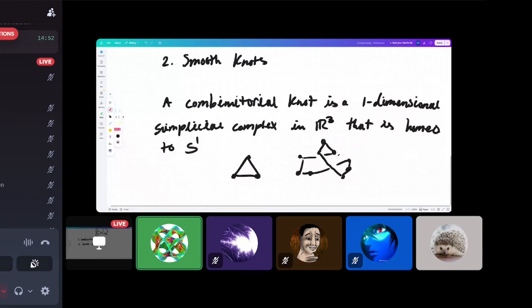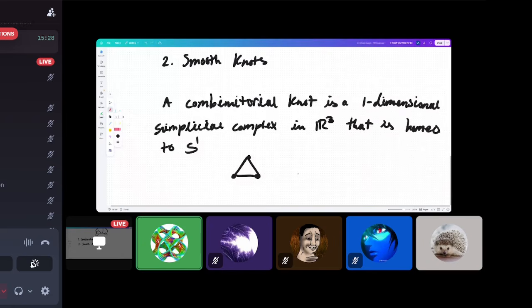Oh, I did that wrong. And then it should be, oh, this should go here. This should go here, and this is here. Something like that. I can't draw it correctly, but we can create a combinatorial version, a graph version of these knots. So it doesn't really matter, but that's an example.